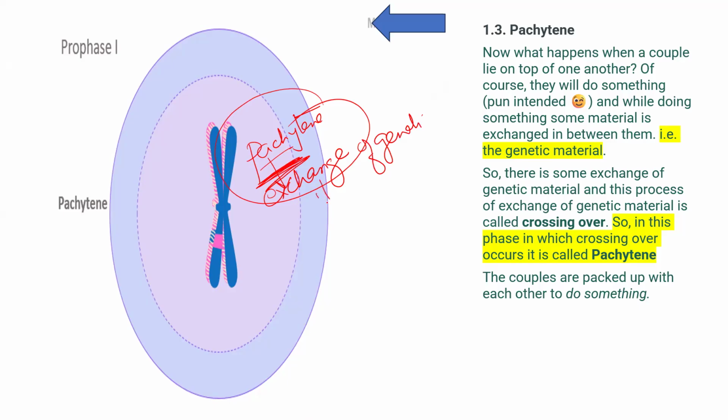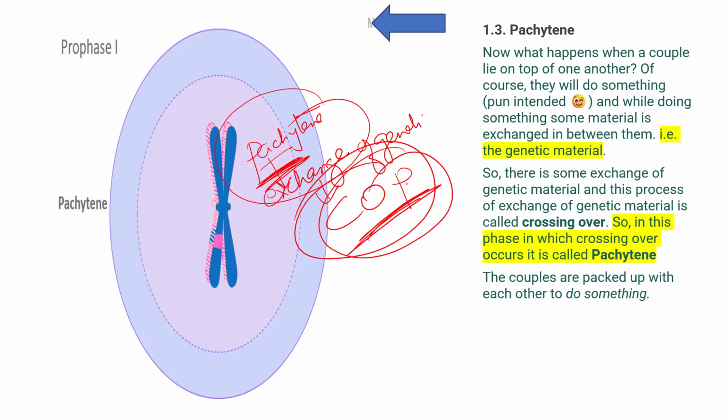So crossing over takes place. Pachytene stage is packed with love and affection. There is crossing over, an exchange of genetic material. In this phase crossing over takes place, and the couple are packed with each other to do something.